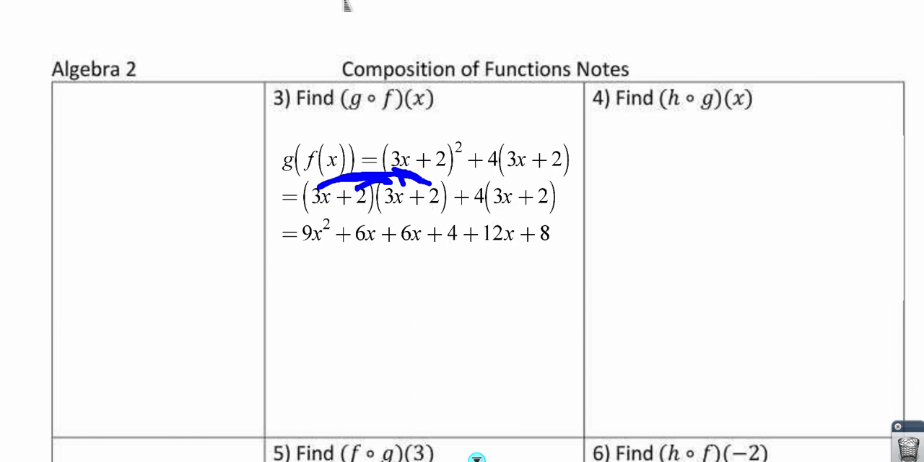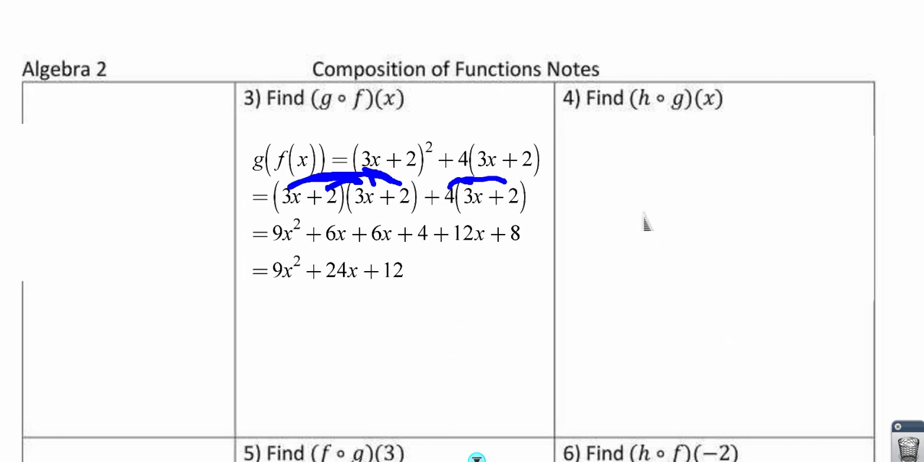Over here I just need to distribute out my 4 so that I get 12x plus 8. Now I've got some like terms I can combine. The 9x squared doesn't have any like terms, but I have 6x plus 6x, that's 12x, plus another 12x is 24x, and 4 plus 8 is 12. So g of f of x is 9x squared plus 24x plus 12.